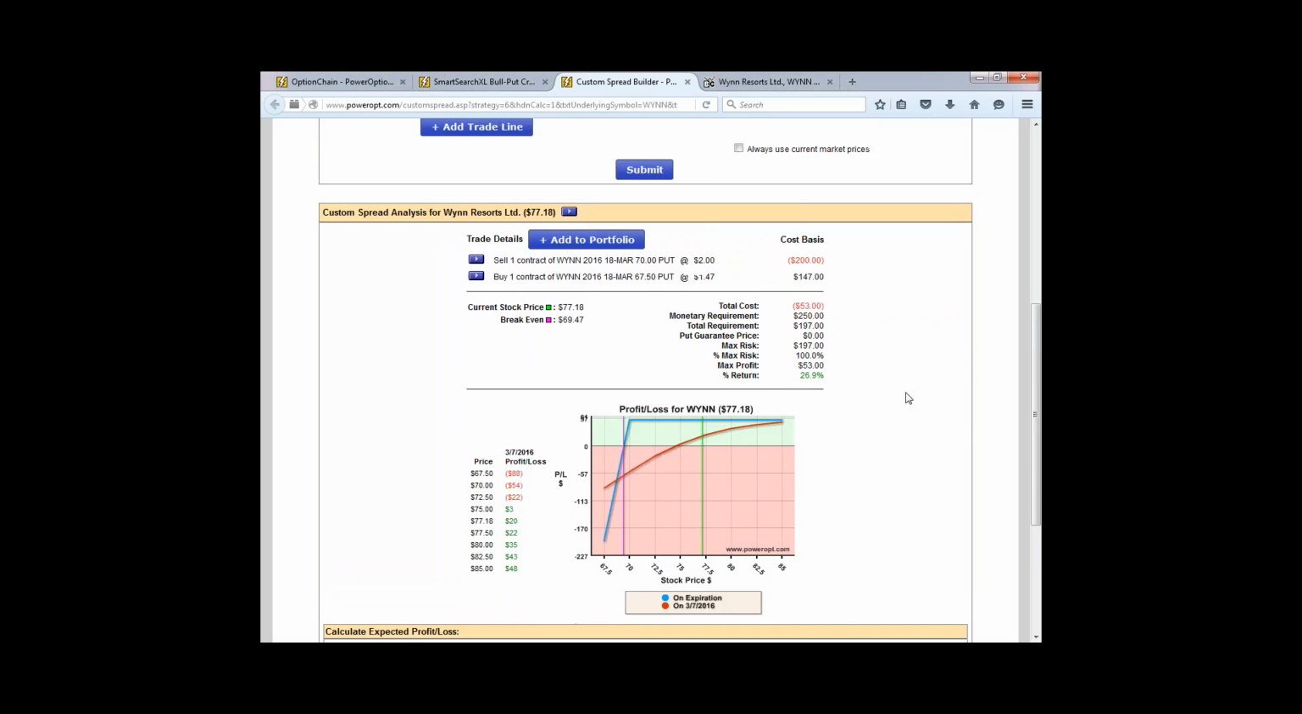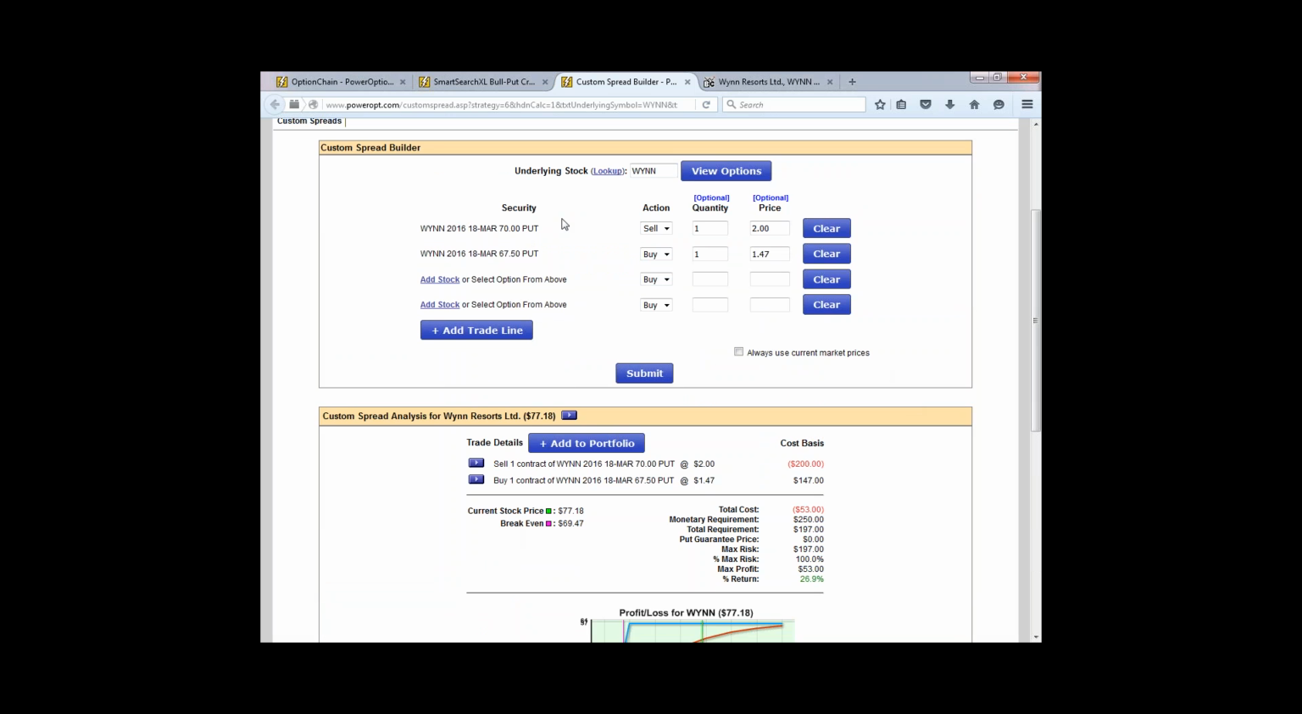What I wanted to show you is, by comparison, if I decided not to buy the 67.5 put, which lowers my margin, and instead we just sold the March 70 put by itself, a cash secured naked put on Wynn Resorts.